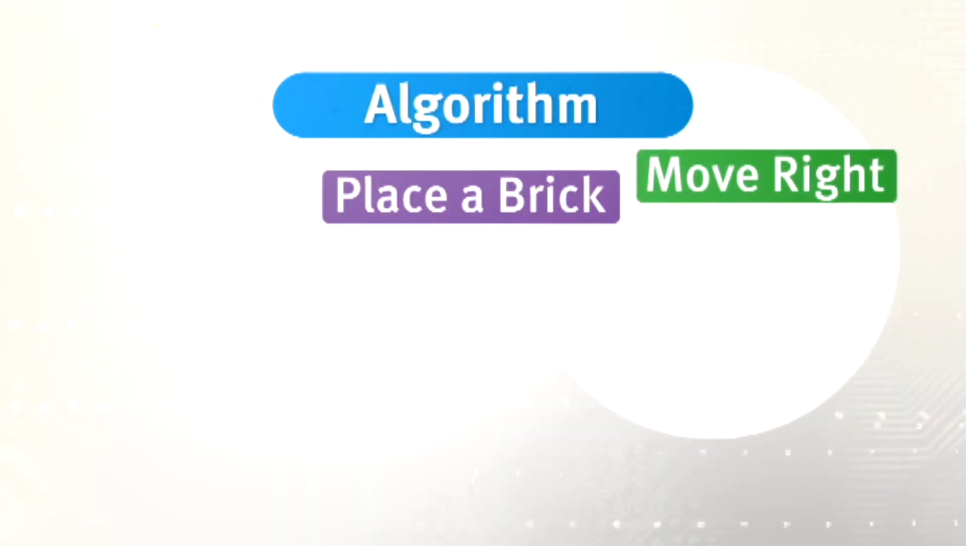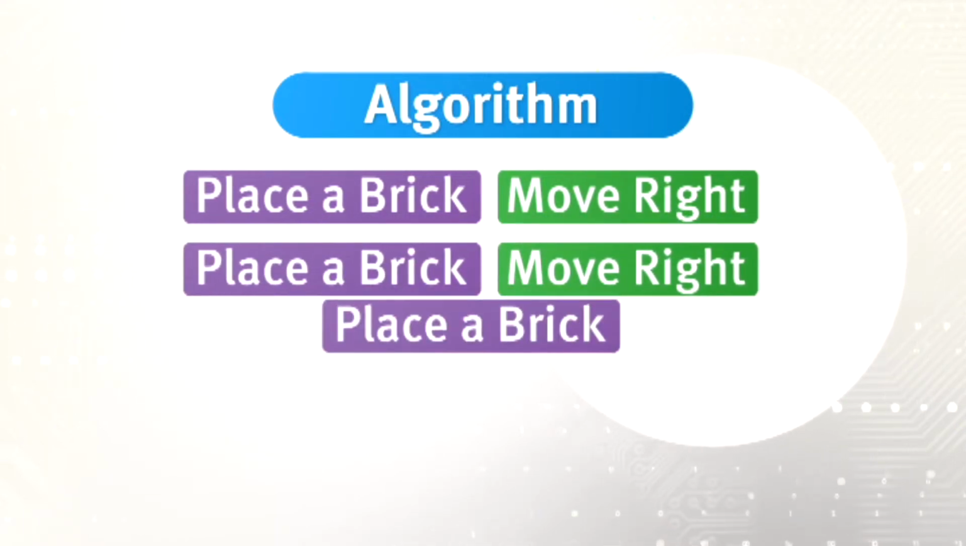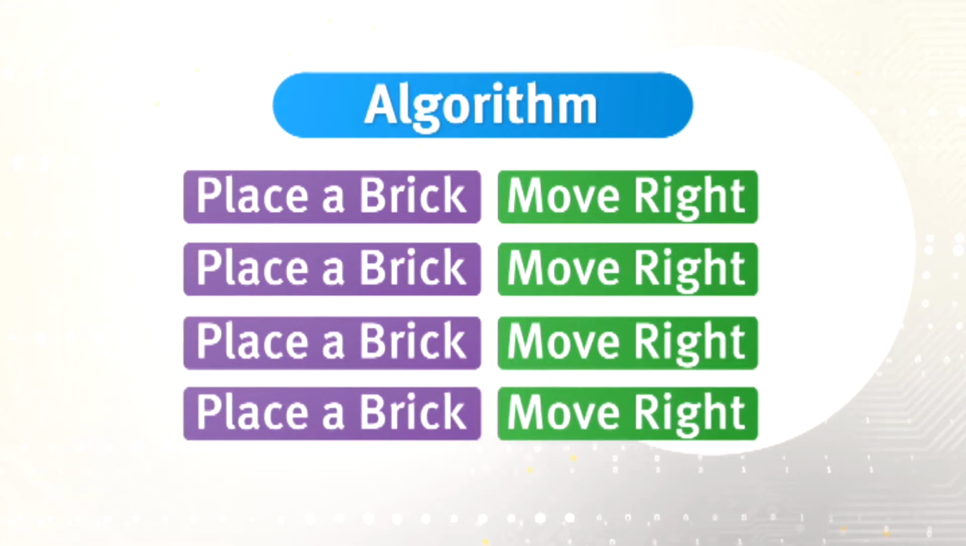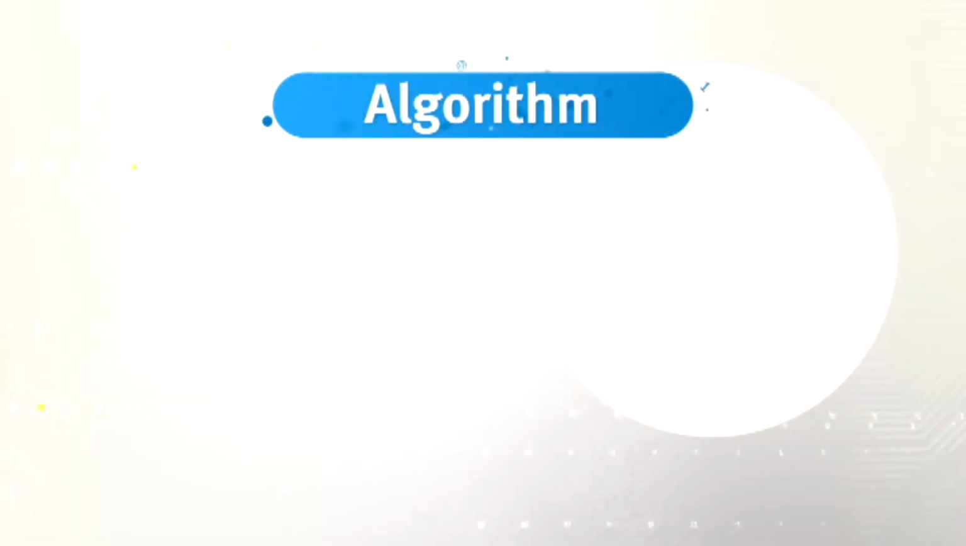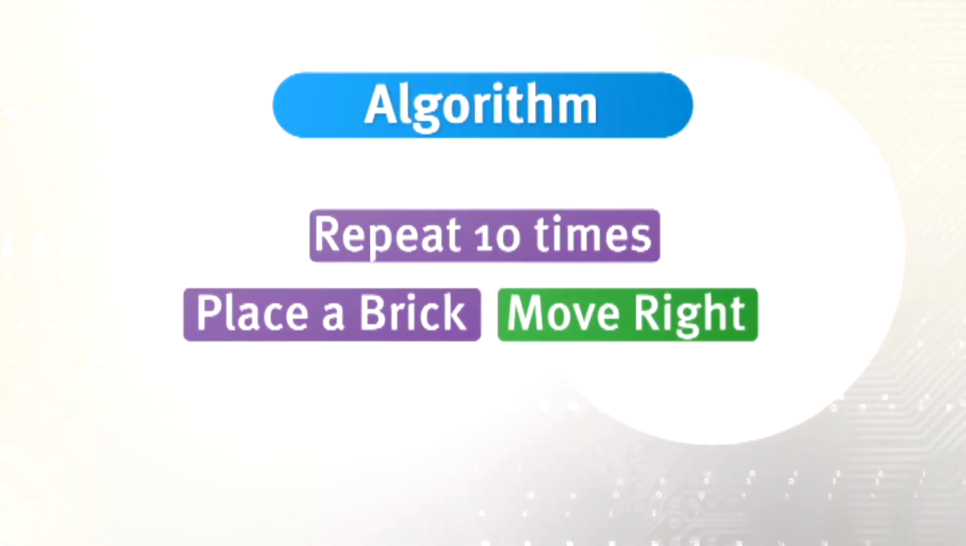Place a brick, move right. Place a brick, move right. Place a brick, move right, place a brick, move right. And so on, until I have placed 10 bricks in a row. Or I could just code my robot using repetition. Repeat 10 times. Place a brick, move right.